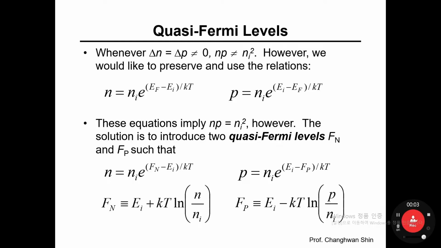Okay, so this is movie clip number 3 for week 10. As I told you, in this movie clip we are going to study the concept of quasi-Fermi levels. So, as described here, excess electron concentration and excess hole concentration are non-zero.